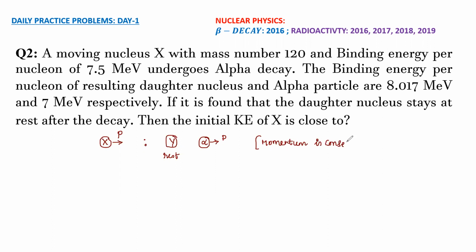So momentum conservation needs that if the momentum of X is P, since Y is given to be at rest, the daughter nucleus is given to be at rest, then we can realize that the momentum P shall be possessed by the alpha particle. Now, the mass of X is 120 atomic mass units. That of alpha particle is 4 because it's a He++, and this will be 116.